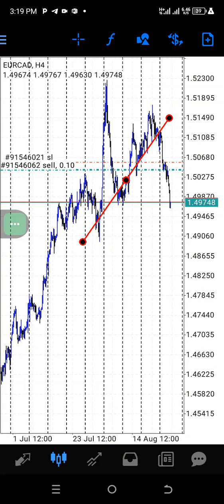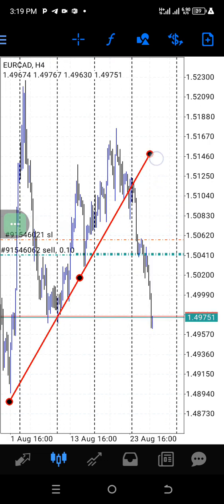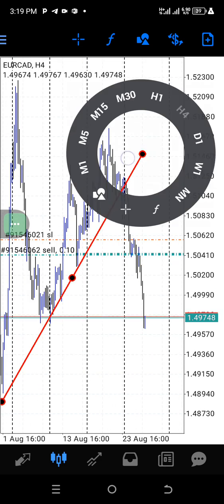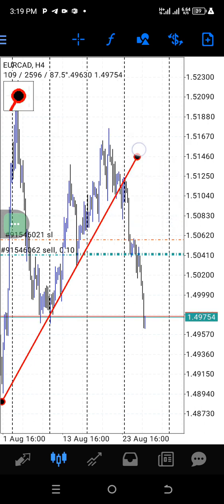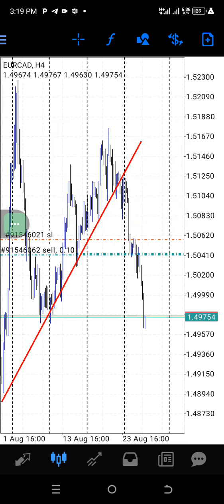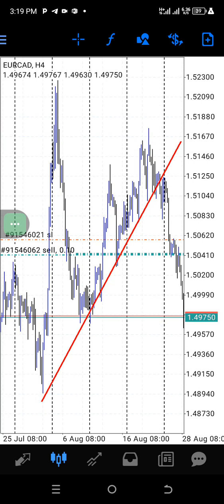In a very simple thing, how I was able to get these entries. A very simple thing. Okay, now you see, I just finished drawing this trend line.